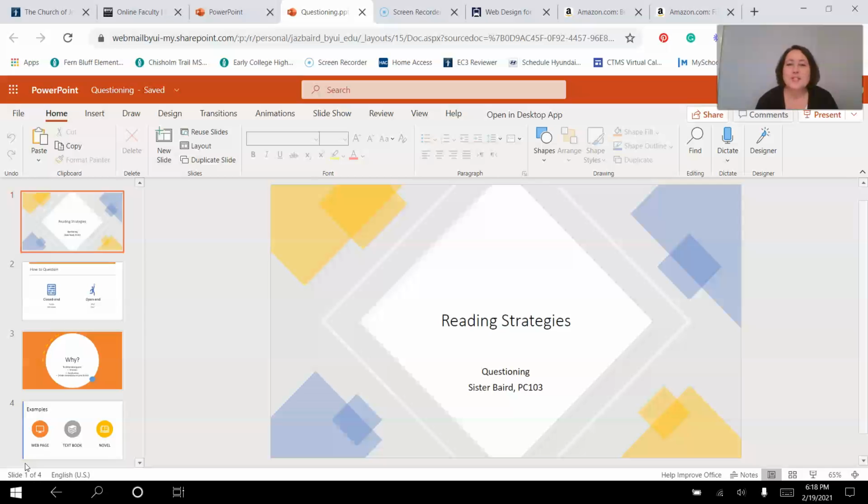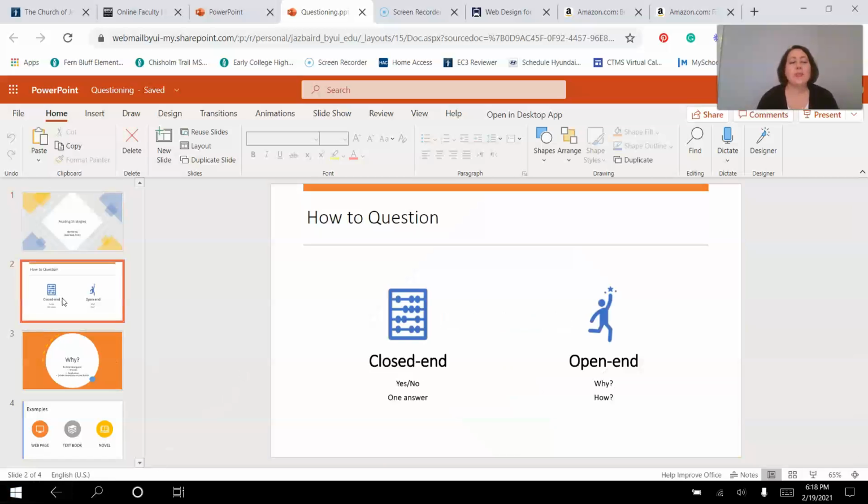Hi, I wanted to share another reading strategy that you're going to learn this week, and you'll practice over the next 3 weeks in Pathway Connect English 103. And our new reading strategy is questioning. So, just to go through, there are two types of questions to ask.